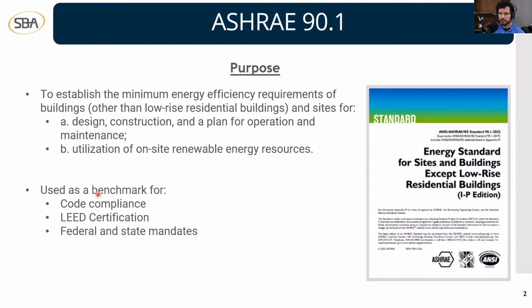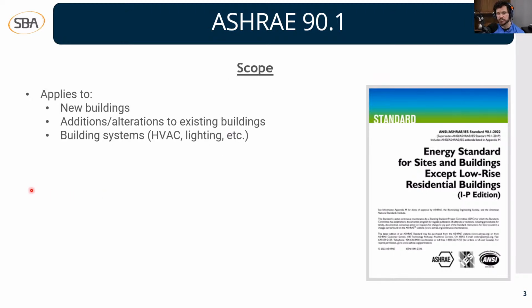Now, let's go over the scope of ASHRAE 90.1. What does it apply to, right? So this standard covers new buildings, additions to existing buildings, alterations, like maybe we have a chiller replacement or a lighting upgrade, and it applies to all building systems, so your HVAC, your lighting, power distribution, envelope, lots of things, right?